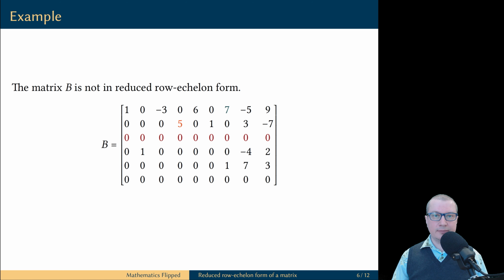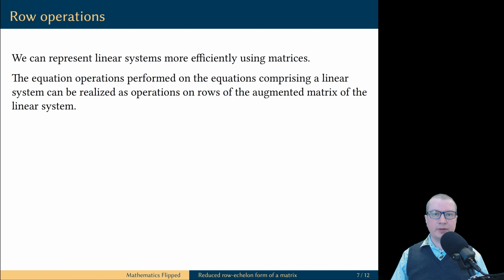is equal to 7. Now that we can represent linear systems effectively using matrices, we will find the analogs of equation operations in terms of matrices.